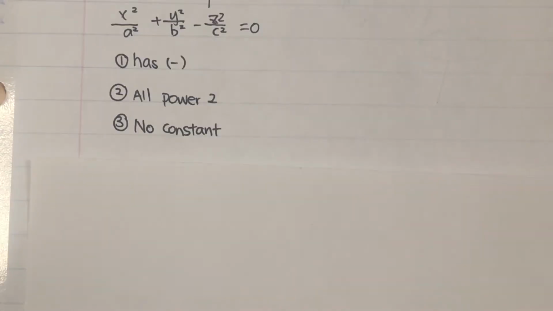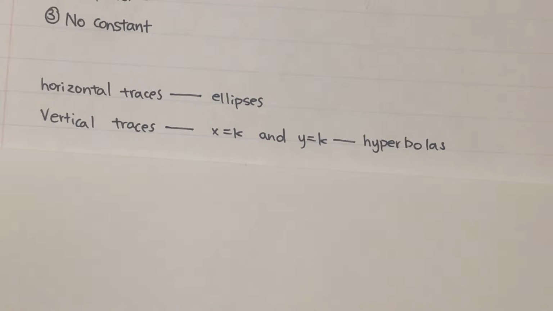First, it has a negative sign. The second is that all the powers of the variables are the second power. And third, there is no constant in this equation. The horizontal traces for elliptic cone are ellipses. And the vertical traces for x equals k and y equals k are hyperbolas.